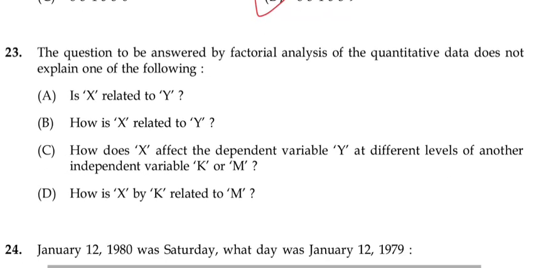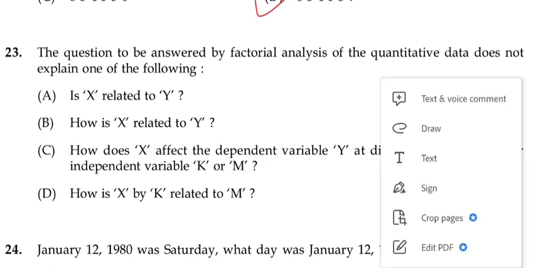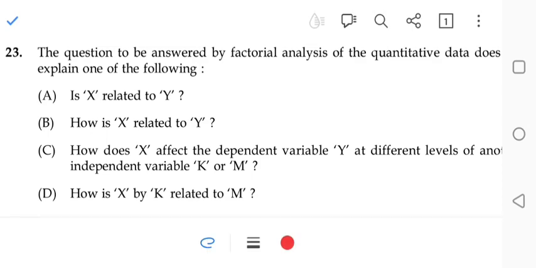Number 23. The question to be answered by factorial analysis of the quantitative data does not explain one of the following. Is X related to Y? How is X related to Y? How does X affect the dependent variable Y at different levels of another independent variable K or M? How is X by K related to M? 23, correct answer will be D, that is how is X by K related to M.